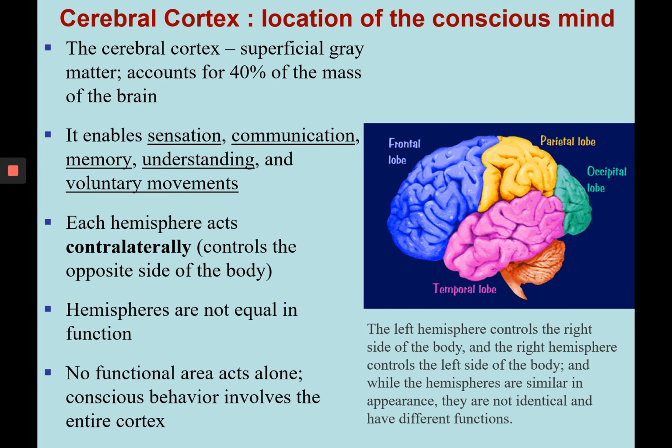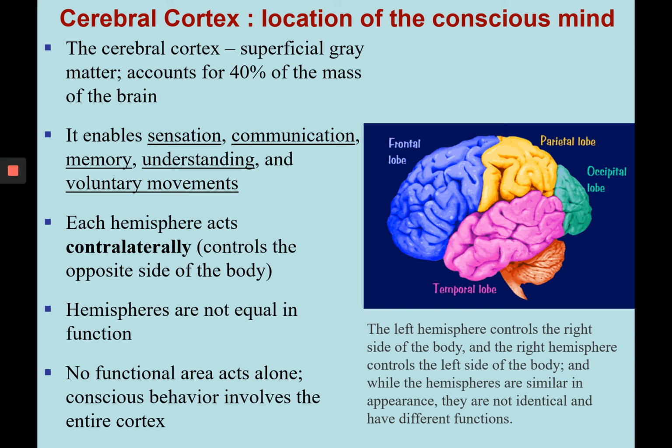Next, we're going to look more at the cerebral cortex. And if you've already forgotten what the cerebral cortex is, there's its definition: superficial gray matter. And it actually accounts for about 40% of the mass of the brain. So there's a lot of cortical neurons located in the cerebral cortex.